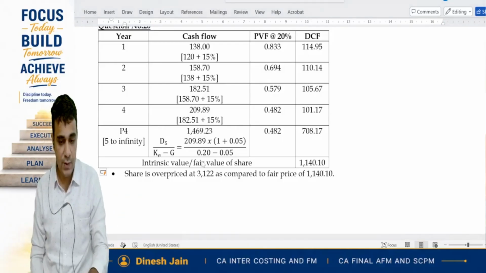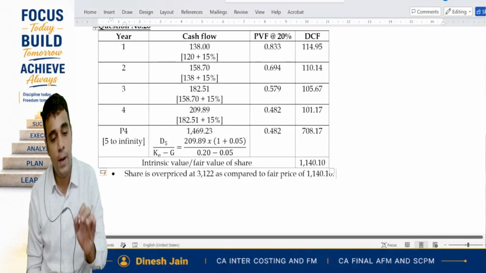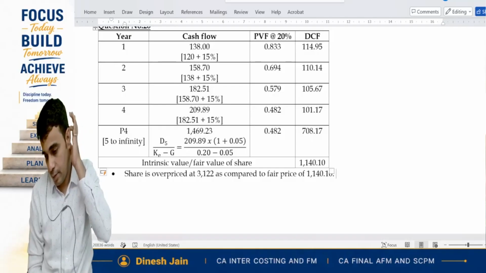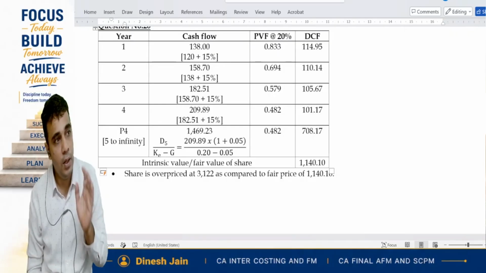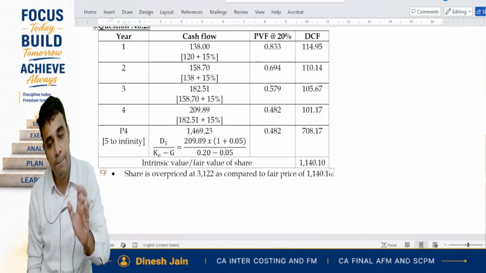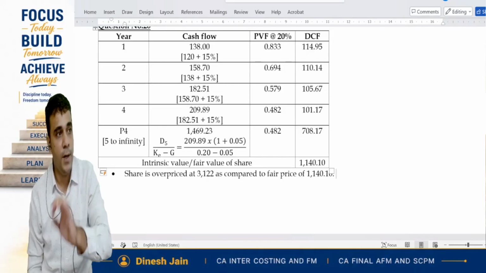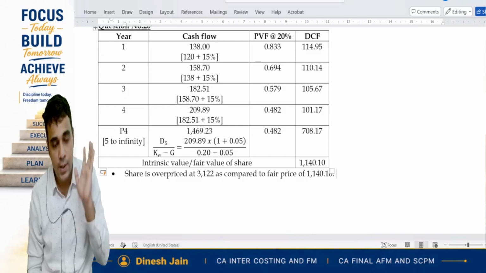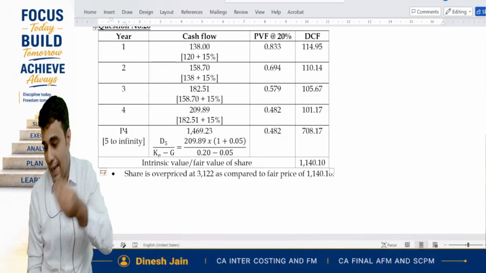The share price is 1140, and it is overpriced at what rate? 3122, as compared to the fair price of how much? 1140.10. I valued a calculator.